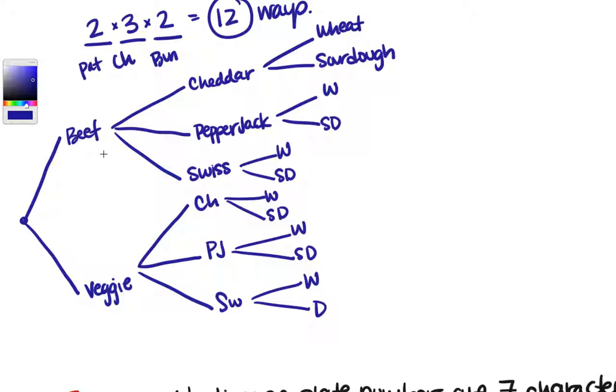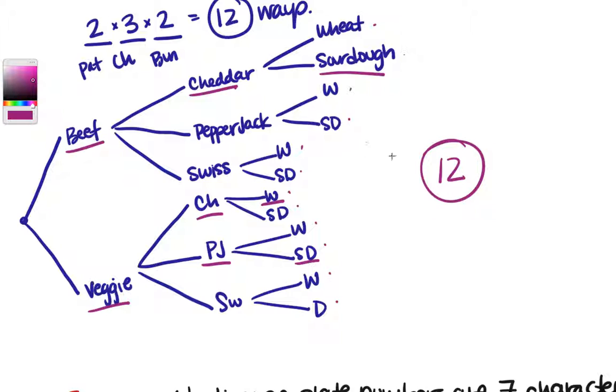Okay, so now we've mapped out all the possible options. So for instance, beef, cheddar, sourdough is an option, veggie, cheddar, wheat is an option, veggie, pepper jack, sourdough is an option. Every possible combination is listed out in this tree, and none of them are listed twice. And we can count the number of options at the end: 1, 2, 3, 4, 5, 6, 7, 8, 9, 10, 11, 12.